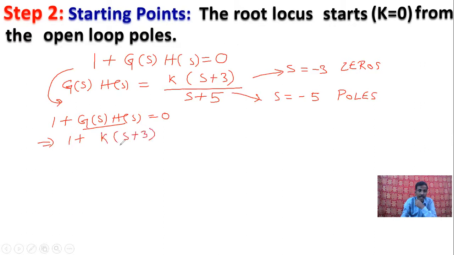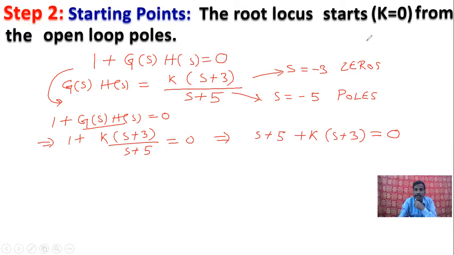s plus 3 divided by s plus 5 equals 0. And this is equivalent to what? s plus 5 plus k into s plus 3. This is the main point. For the starting point, root locus starts at k equals 0.